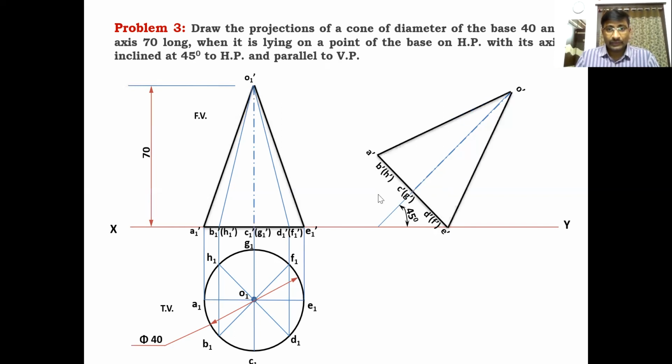Clear? So join the A dash with O dash and E dash with O dash. These are the outer lines of the cone, and these are the inner lines or thin lines, from D dash, F dash and B dash, H dash with O dash. These are the thin lines. So the total position of the cone will be rotated like this. The remaining sizes are the same, but only the rotation will occur. The rotation is 45 degrees. The axis makes an angle of 45.